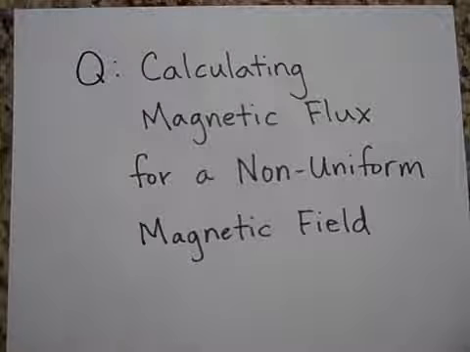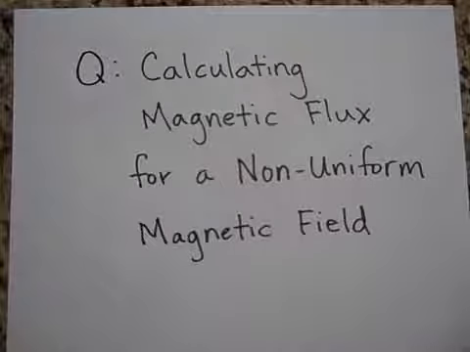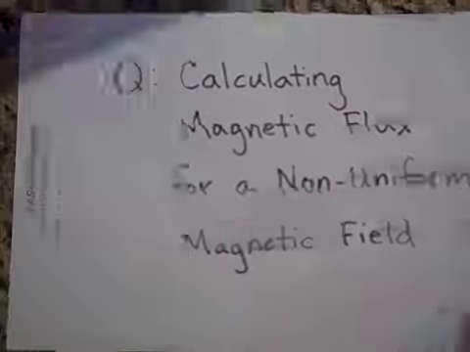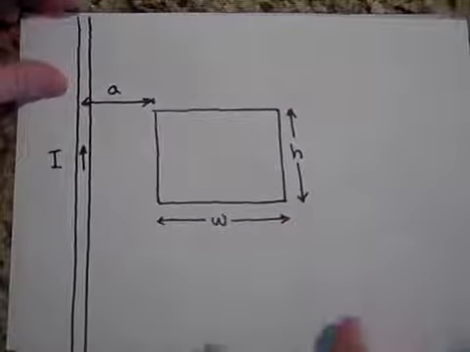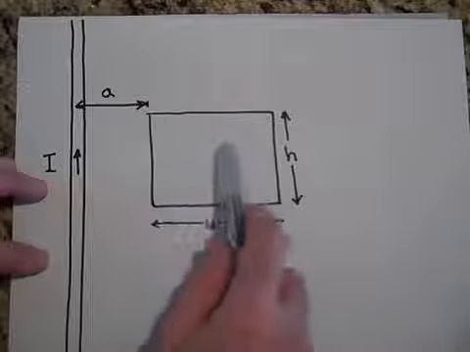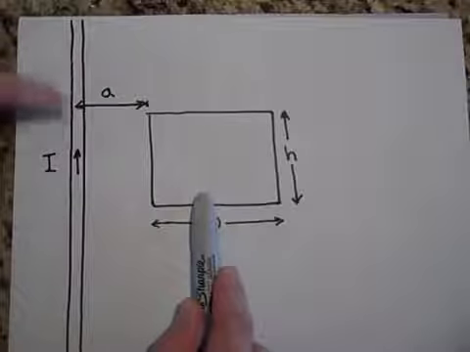Okay, I'd like to tell you how to calculate the magnetic flux for a non-uniform magnetic field. For a non-uniform magnetic field, this is one example. Let's say we wanted to find the flux that was going through this hoop, and that flux would be due to the magnetic field of this wire.